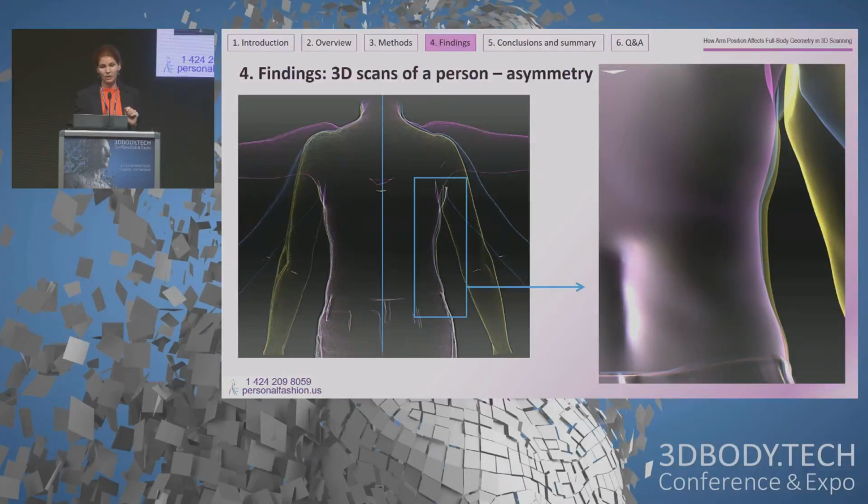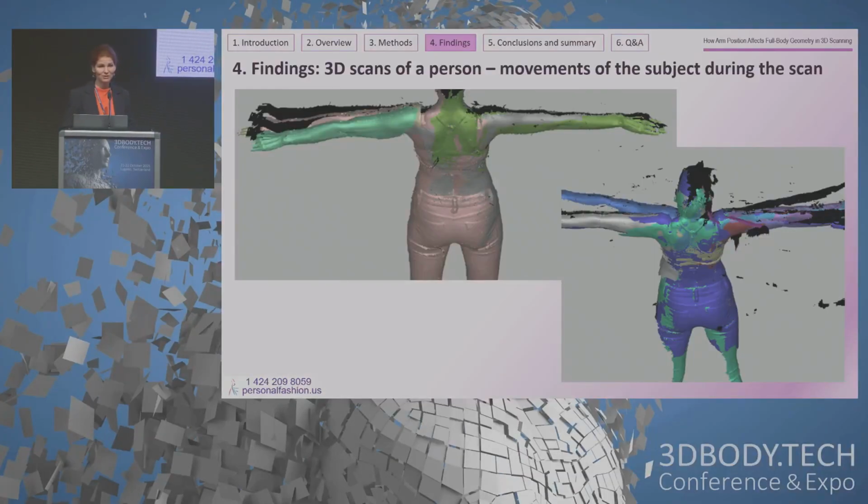And it's quite common to see asymmetry increasing as the person raises the arms, or with the movements during the scanning. That makes a gigantic difference. With the relaxed arms, you can do the scan most of the time without so many problems, versus with the T-stance, you arrive at that type of raw data.